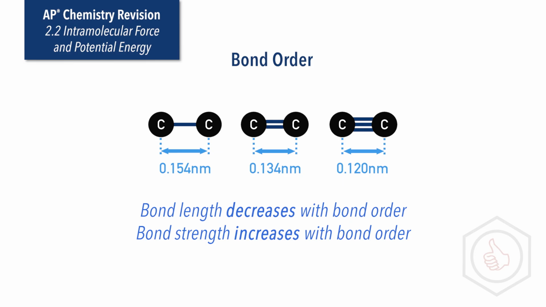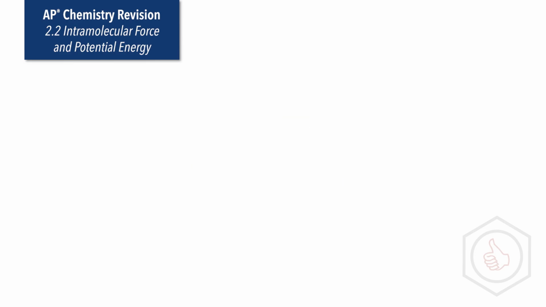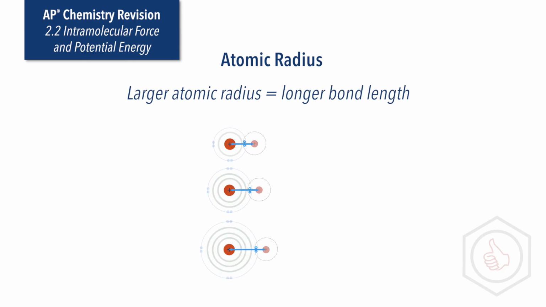It isn't just the bond order that affects bond length. Atomic size also does. Larger atoms form longer bonds because their outer electrons are further from the nucleus.